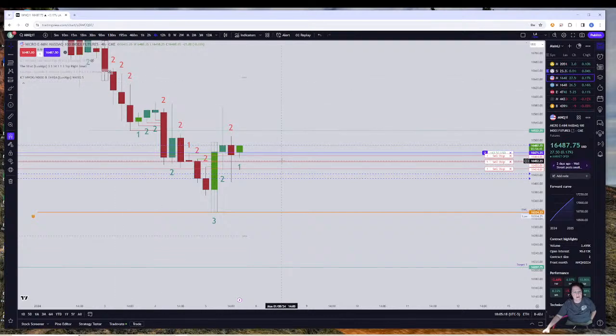I do like the ICT new week opening gap, and I do like the fair value gaps. I also like the buy side and sell side liquidity, which I always get backwards, and I also like the volume imbalances. Anyway, nice little gain off the open for sure.